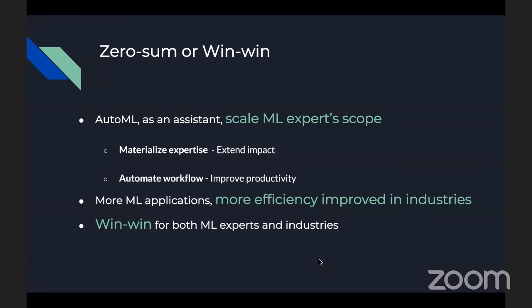For example, currently one data scientist can only focus on 1 to 2 modeling tasks concurrently, but later maybe with AutoML, one data scientist could deal with 100 modeling tasks concurrently. That makes more machine learning models delivered to the industry, and more machine learning applications mean more efficiency improvement in the industry. So it's a win-win game for both machine learning expertise and the industry.